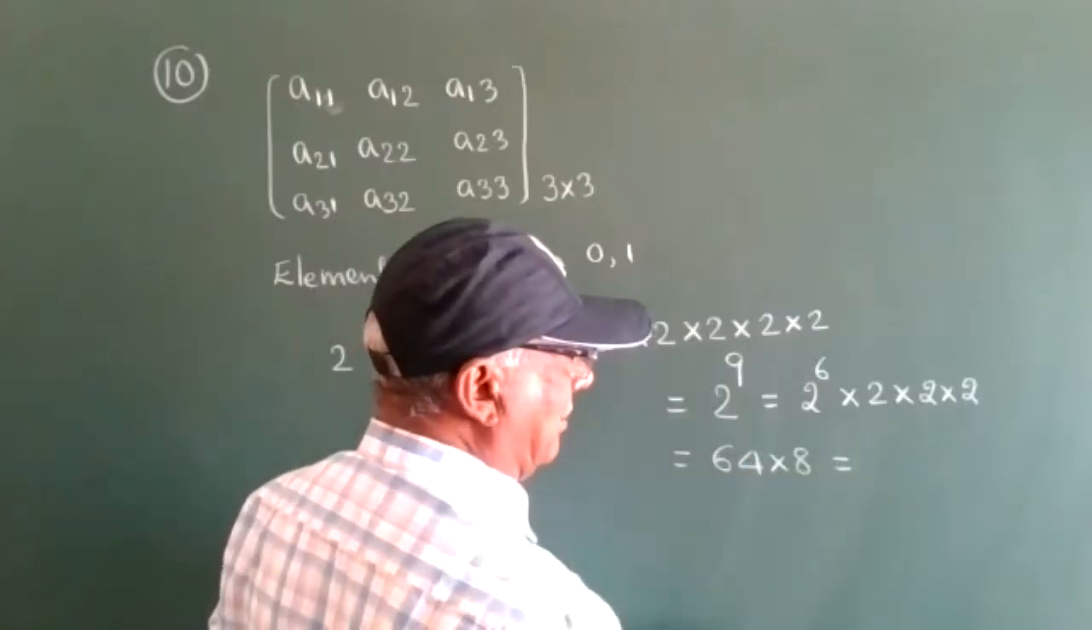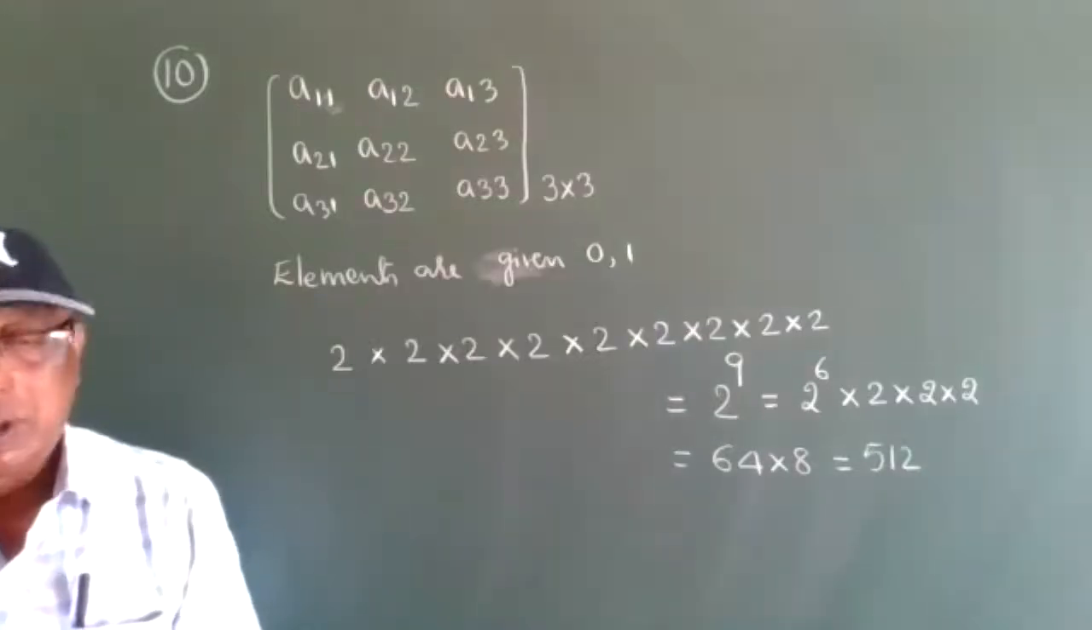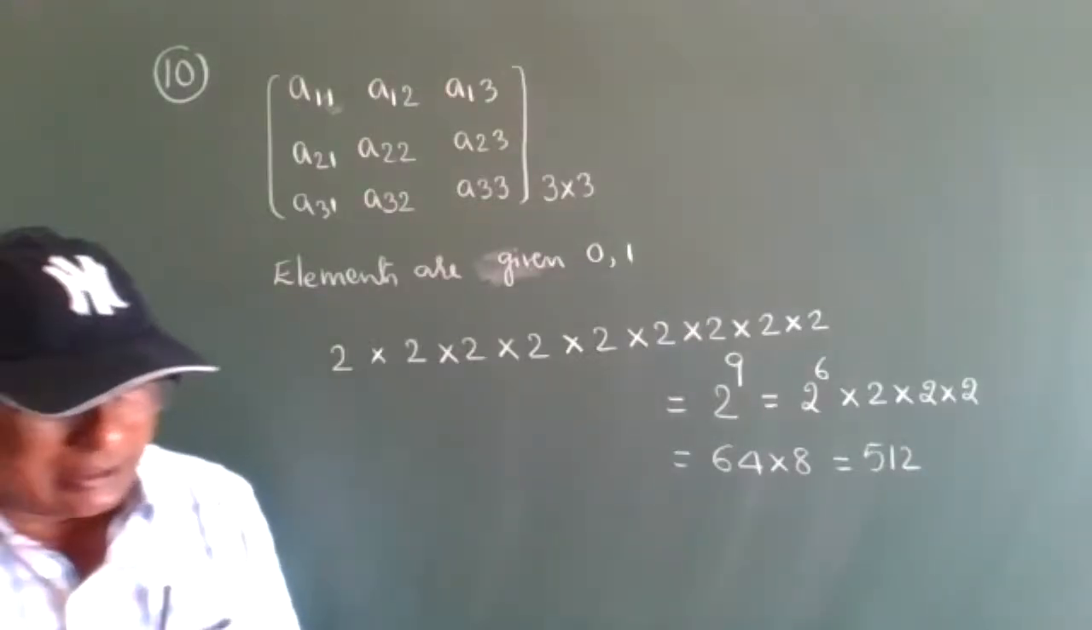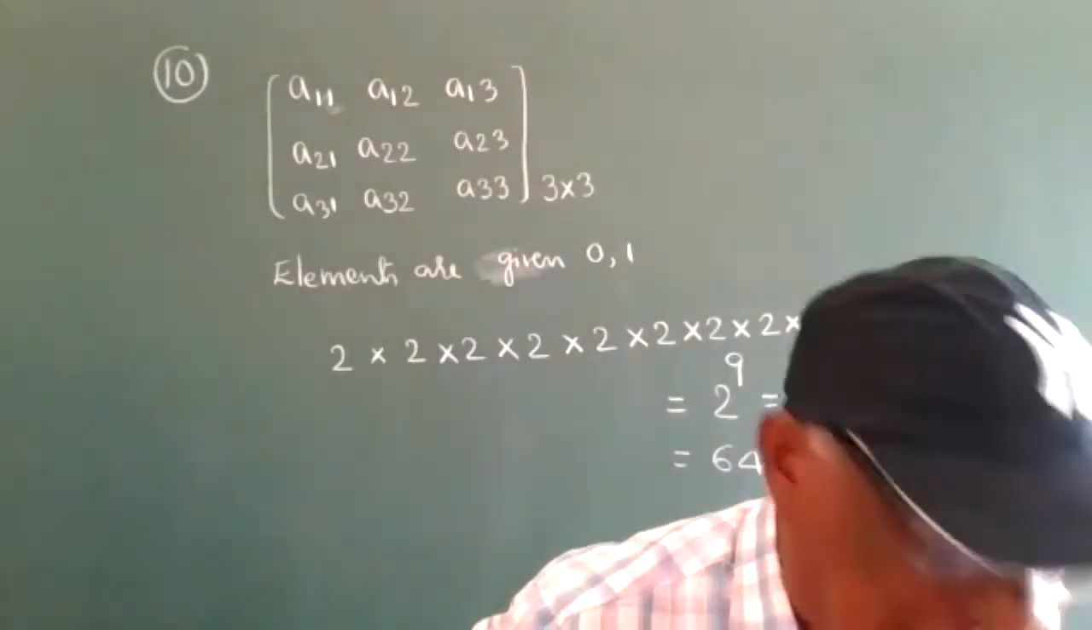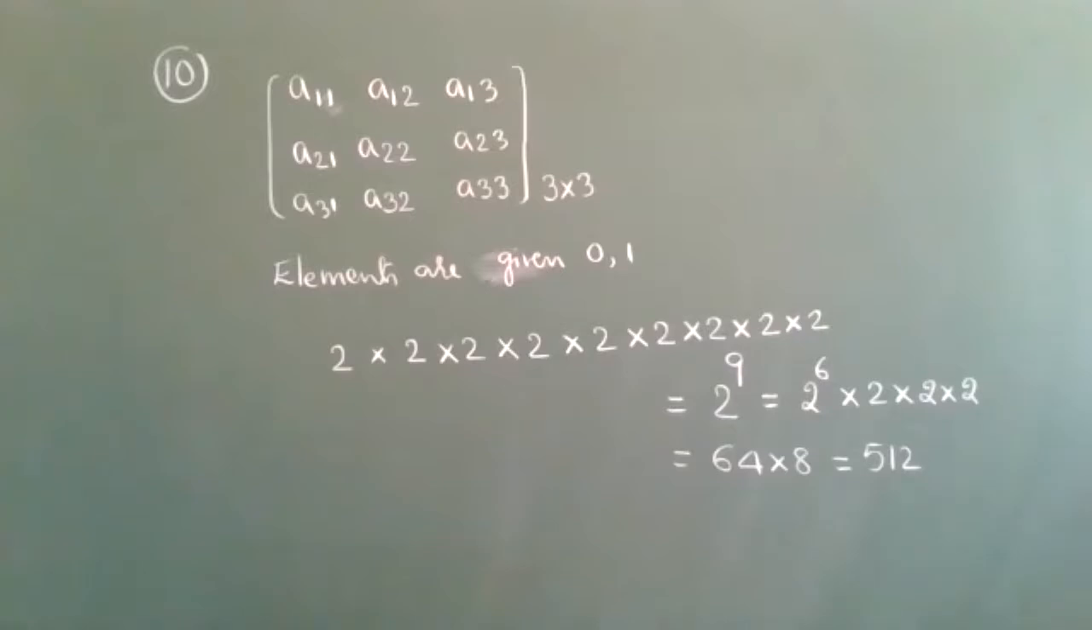Now see, the option is clear. The option is 512. Option number D is correct. The eighth problem I will keep pending because we are going to discuss types of functions first. After that only we have to work out those problems. Okay, right? All right, everyone see.